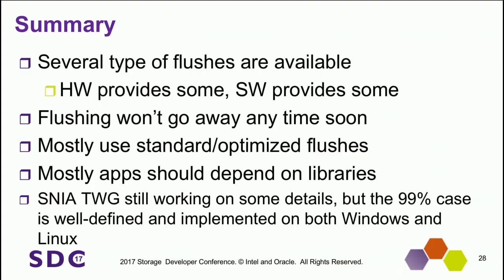All right, so to summarize, there's a number of flushes that are available and a few more that are going to become available. Some of them are basically implemented in hardware. Some of them are implemented in software. Flushing won't go away anytime soon, and probably never if you need to do replication to another failure domain. When you're programming, you basically want to use the standard or optimized flushes and not worry about the special cases for 99% of the time.